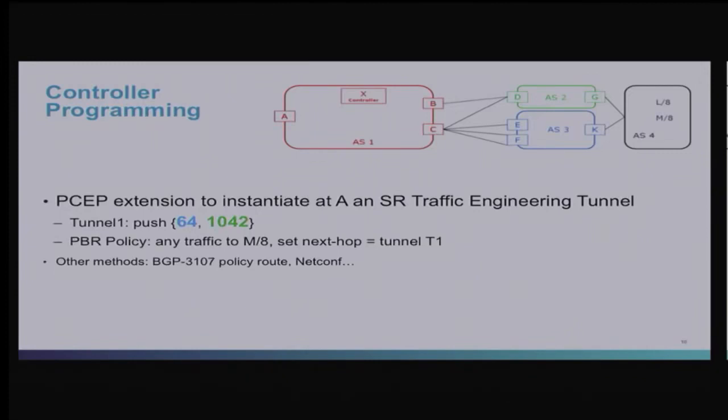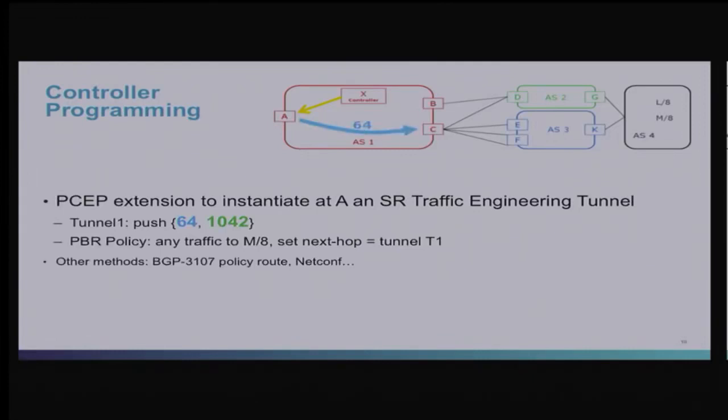So the controller would send a PCEP message to A to say, hey, please build a segment routing traffic engineering tunnel. This tunnel consists in pushing two labels. The top label is 64. This is the node segment to C. It will steer the traffic to C on the shortest path to C. The next label is 1042. This is the peer adjacency segment that C allocated for the bottom link to F.